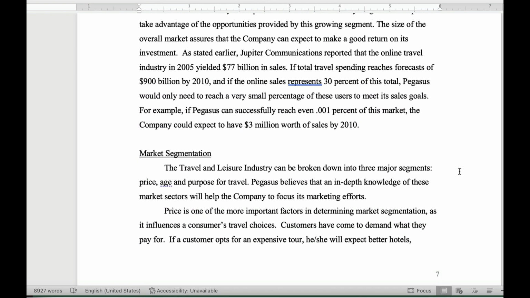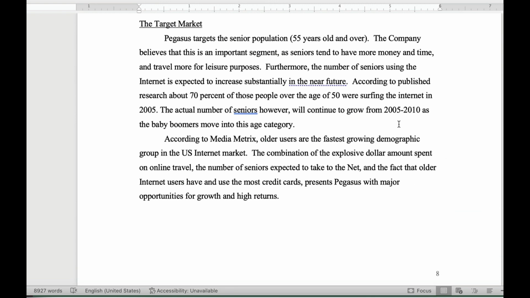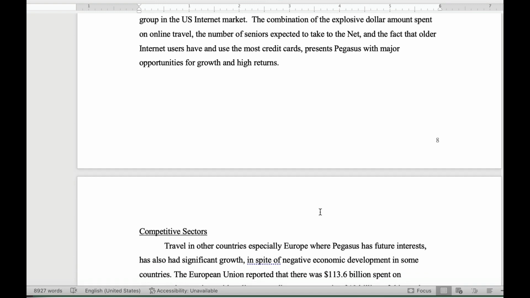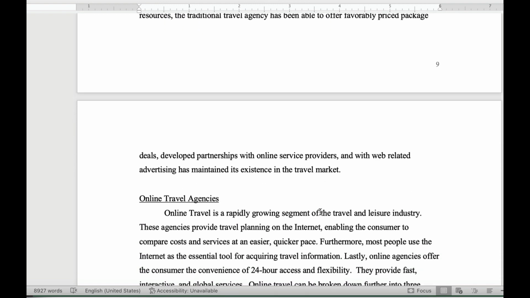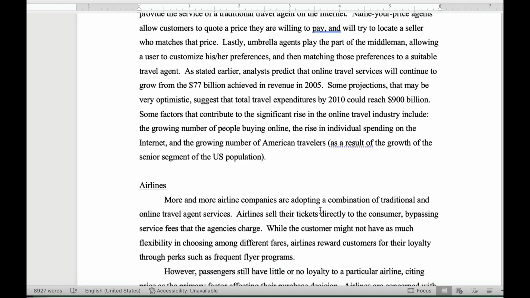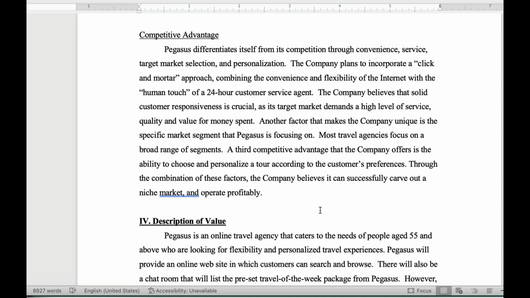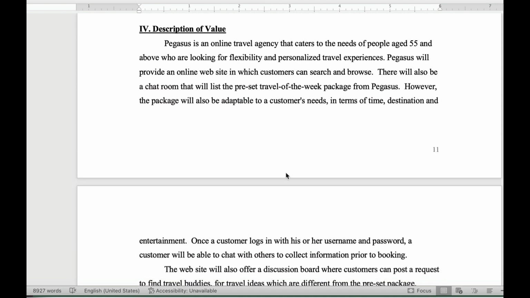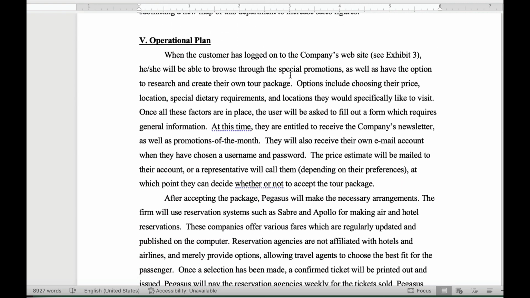And they talked about the forecast, market segmentation, and specifically about their target market. Not just who they are, but why they selected that target market. They discussed their competitive sectors. They had several paragraphs on that. And their competitive advantage. A description of their product. Their operational plan. So this is how they're going to get it to the customer.